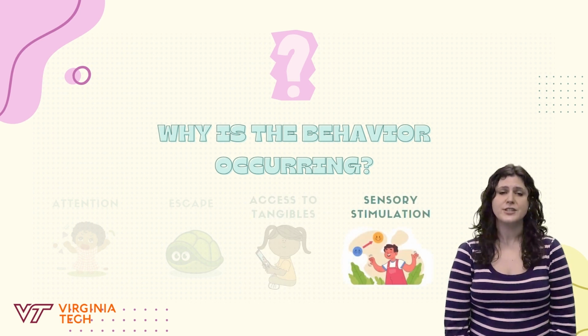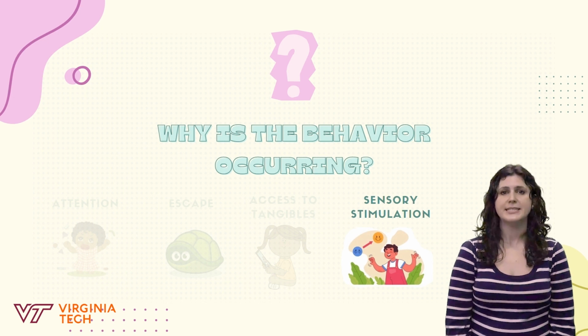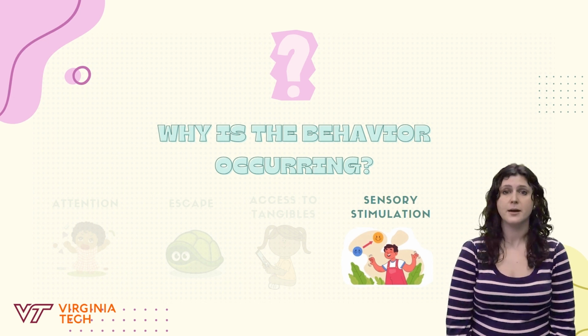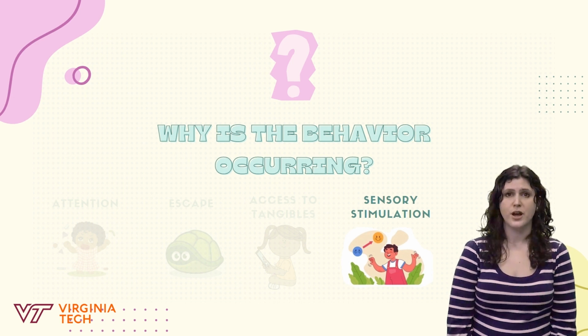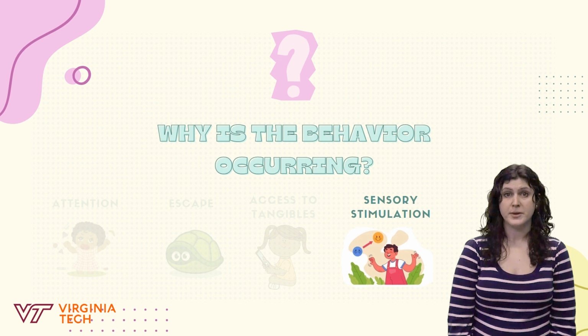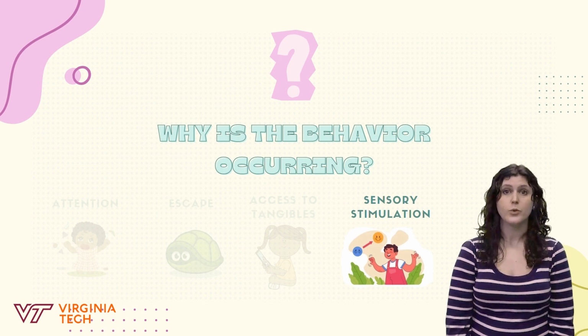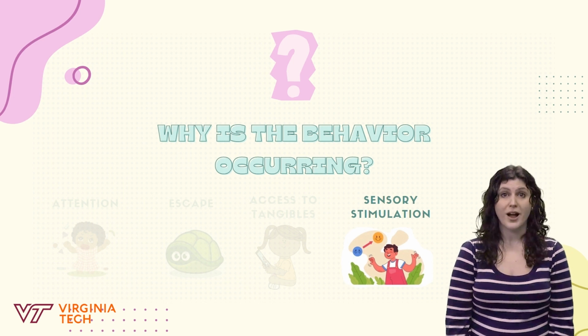Finally, sensory stimulation occurs when children want to experience a pleasant sensation or replace discomfort. This function is very common for children on the autism spectrum, but can also occur for children with other neurodevelopmental disorders like ADHD or when children are experiencing anxiety. Sensory stimulation can include things like jumping, skipping, hand flapping, tapping one's feet, spinning in circles, or rocking back and forth.